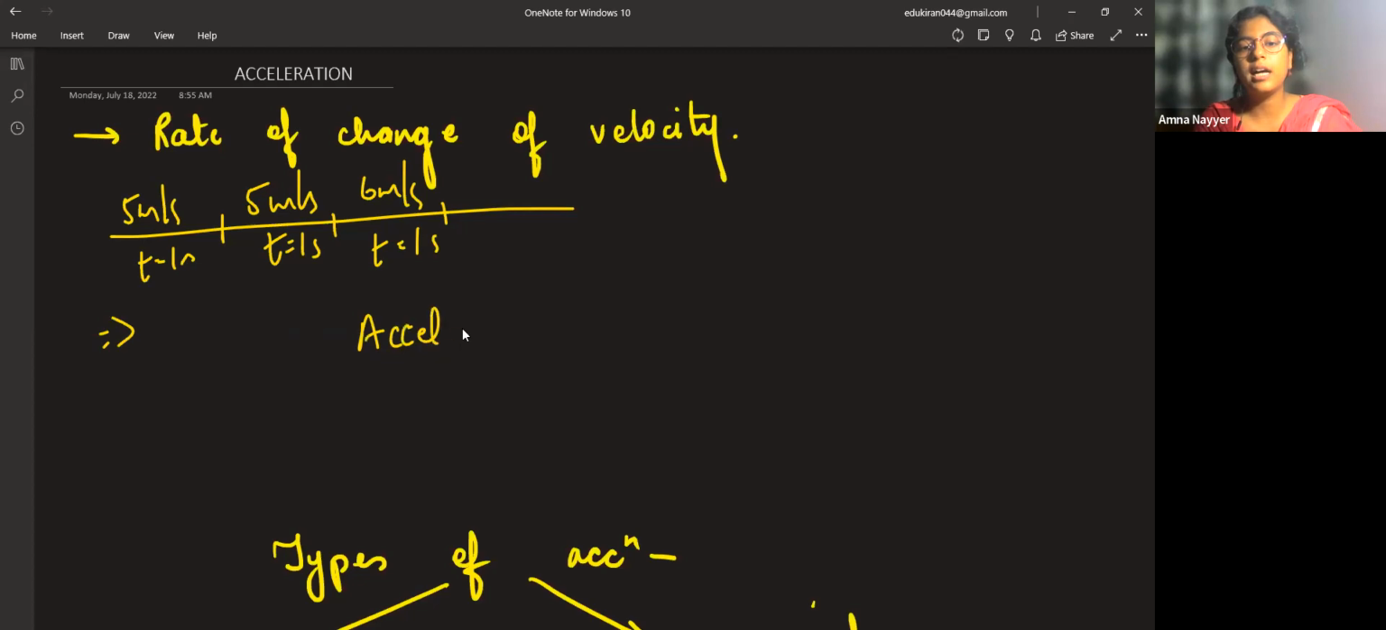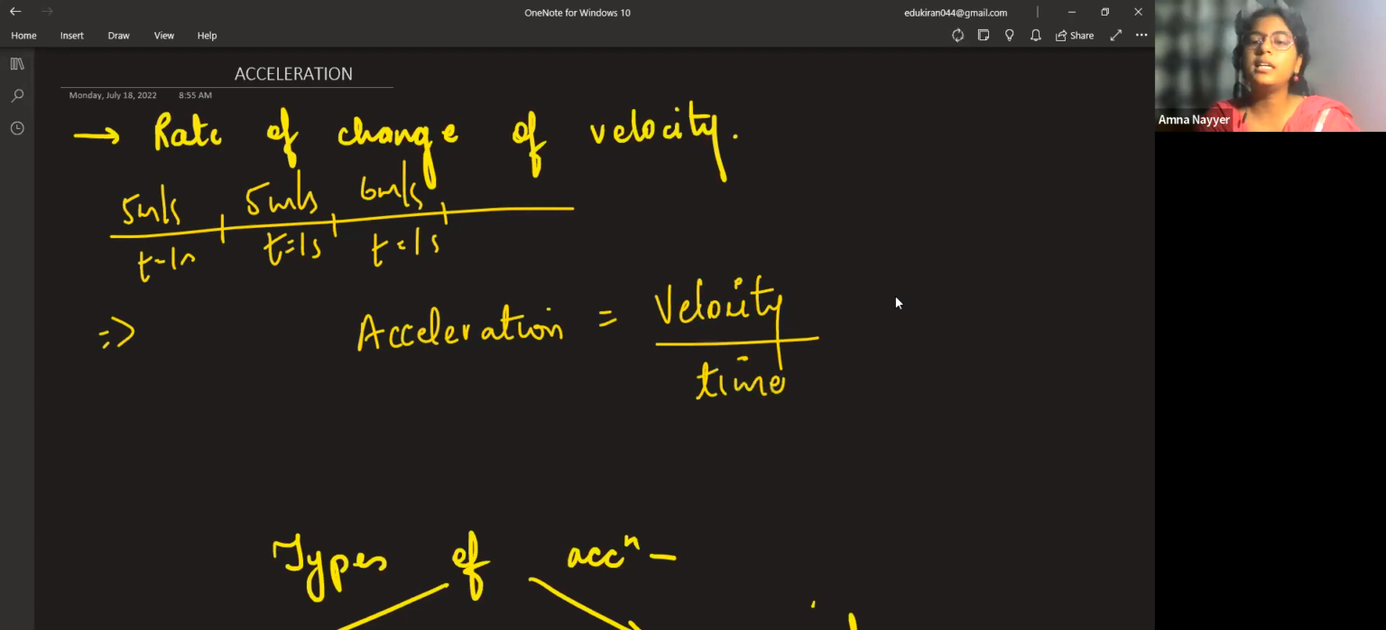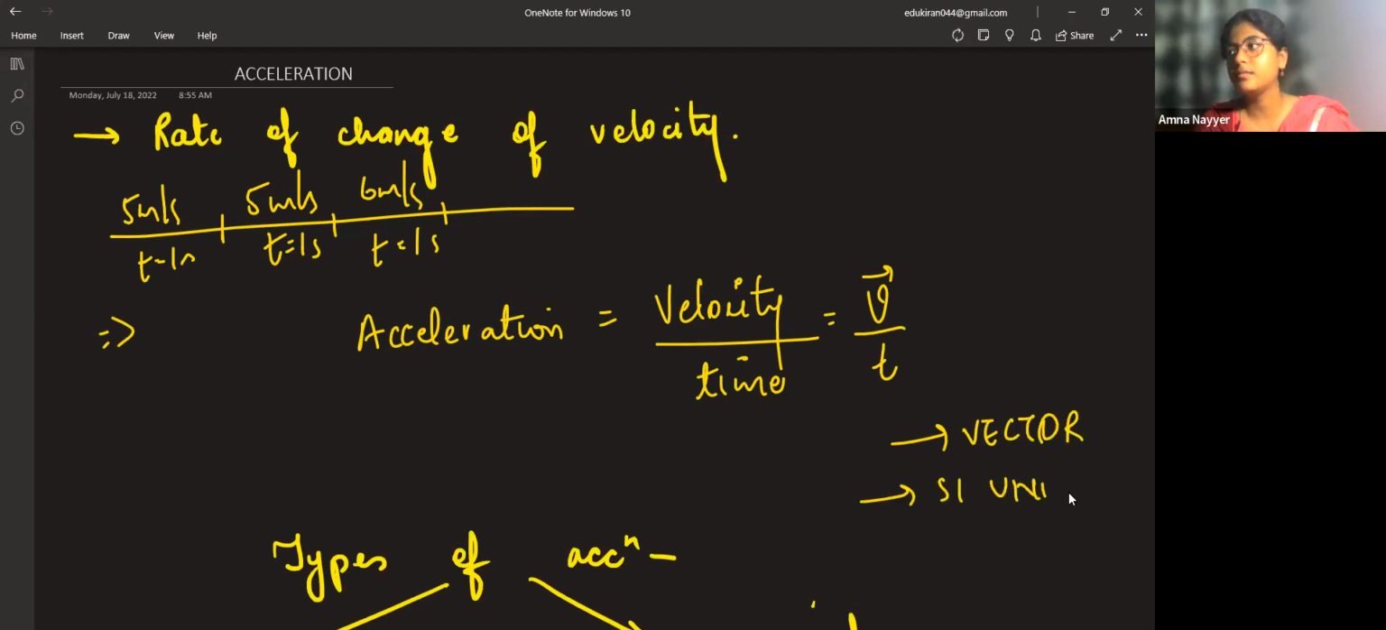So acceleration is rate of change of velocity per unit time. This is the formula. And again, it's a vector quantity. See, SI unit: speed is meter per second, and time is there again, so it becomes one more second. That becomes second square, so meter per second square. And the CGS unit becomes centimeter per second square.